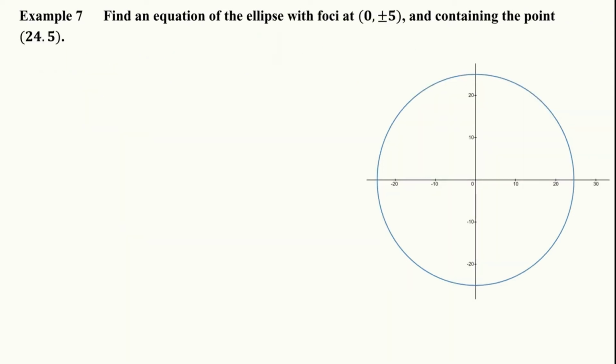Okay, here's one that's a little bit different. We're going to find an equation of the ellipse with foci at (0, plus or minus 5) and containing the point (24, 5). That should have been a comma, which we fixed through the magic of Microsoft Word. All we're given is basically c, right? We know that c is 5.